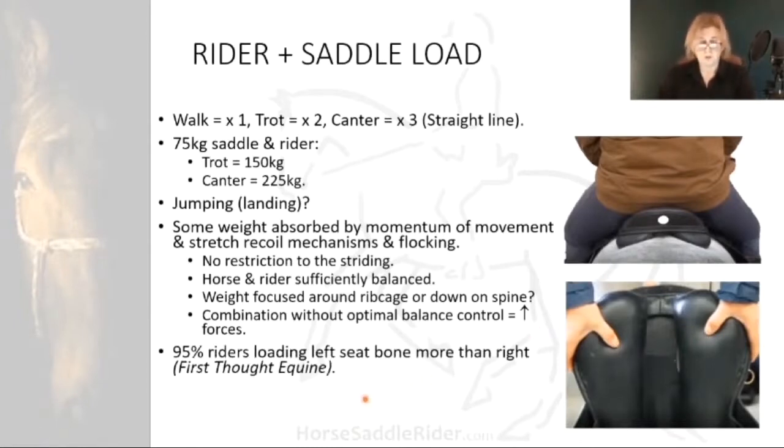And First Thought Equine, or the WOW Saddle Company, has found in their study that 95% of riders are loading the left seat bone more than the right. Now, that is a huge number. I think of the 5% that didn't, they were symmetrical, so they participated in some form of postural training such as Pilates. Actually, 1% of those riders were loading through the right seat bone, and the other couple of percent were Pilates. And they also found in riders with this asymmetry issue that the horses had an observable asymmetry of the pelvis.